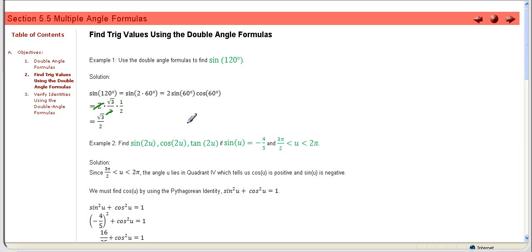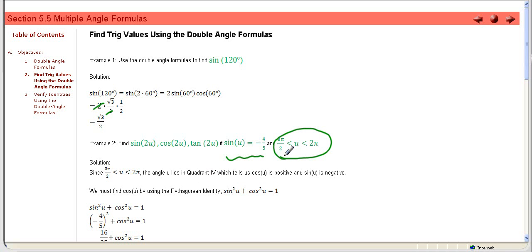Now let's look at another example that's a little bit more involved. Here we want to find sine of 2u, cosine 2u, and also tangent of 2u if we know that sine of u is -4/5 and we're told that u is in between 3 pi over 2 and 2 pi.